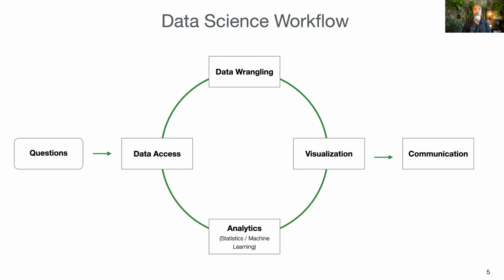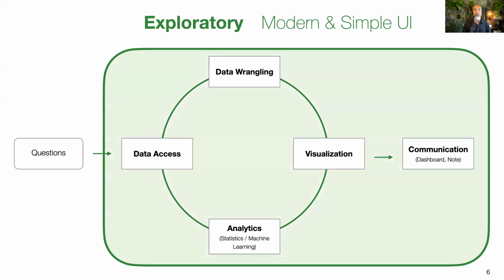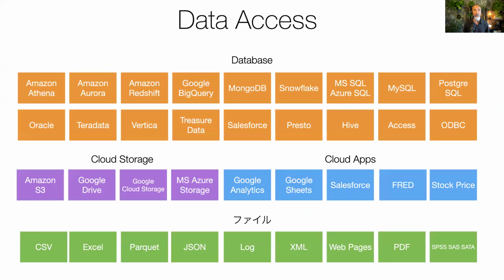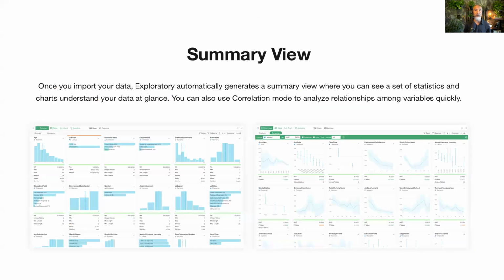In order to do it, we have the tool called Exploratory. Exploratory makes your data science work much more efficient and easier. Usually, the data science workflow involves data access, data wrangling, visualization, analytics, and also the communication piece as well. Let me start from data access. Exploratory allows you to access various types of data and quickly import. And once you import the data, it gives you automatically created charts to give you an instant understanding of the summarized information.